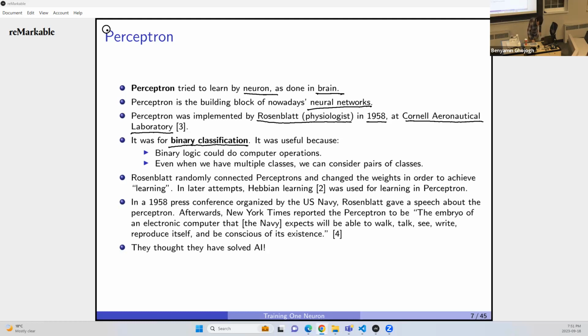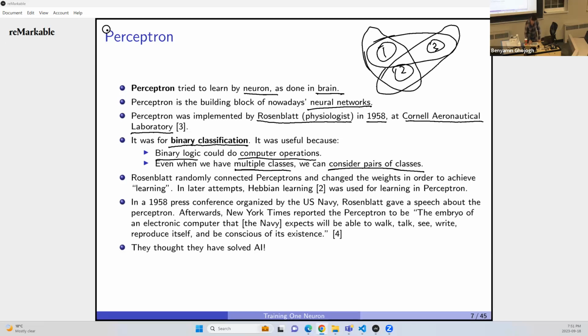It was useful because of binary logic. Because logic was binary, binary logic could do computer operations. And also, even when we have multiple classes, we can consider pairs of classes. Assume you have 3 classes, class 1, class 2, class 3. How many pairs do you have? You can consider 3. I can consider these 2 as binary classes, these 2 as binary classes, and these 2 as binary classes. So you can turn multi-class classification into several binary classification problems.